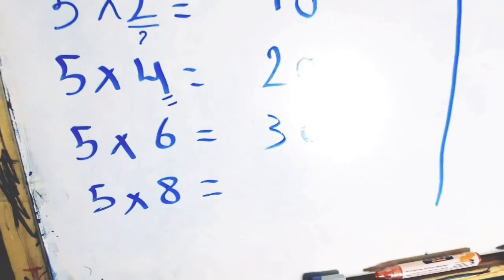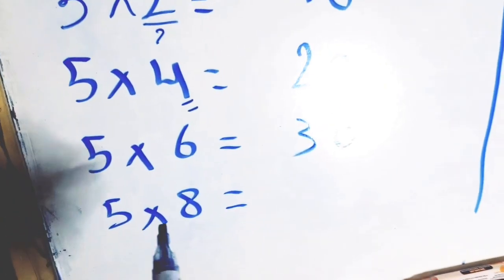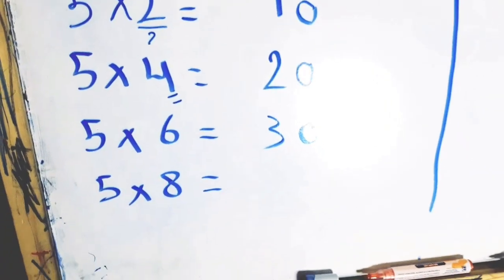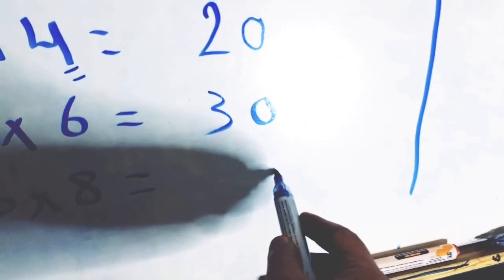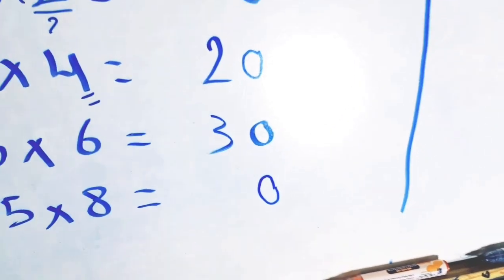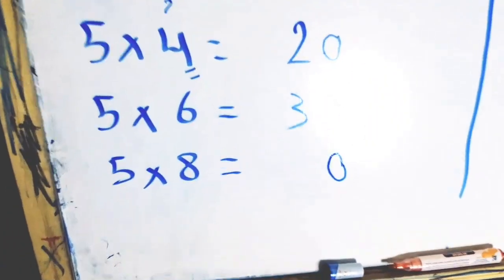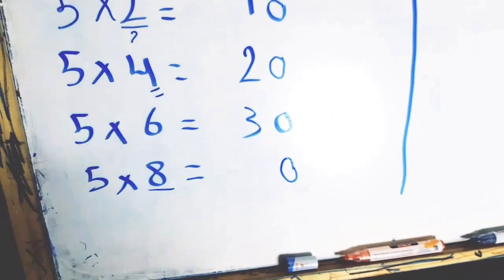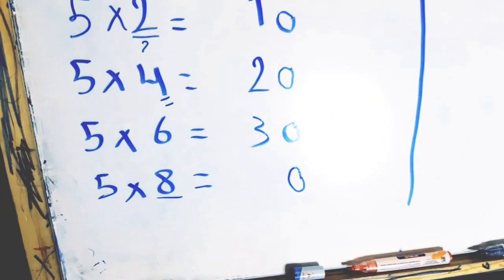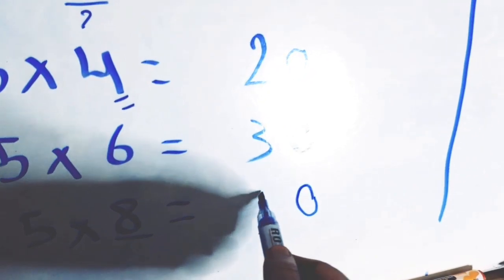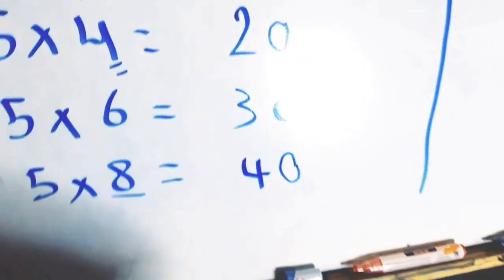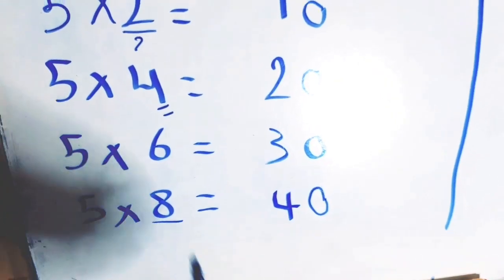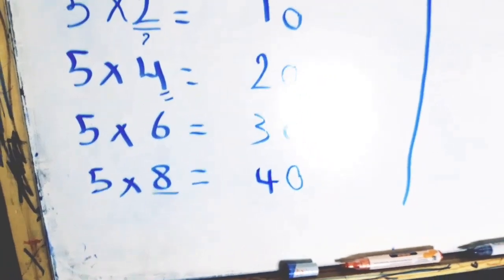5 times 8. 5 is multiplied by 8. 8 is an even number, so we put 0 at the units place. After that, we must divide 8 by 2. 8 divided by 2 equals 4. We have here 40. 40 is the multiplication product of 5 times 8.